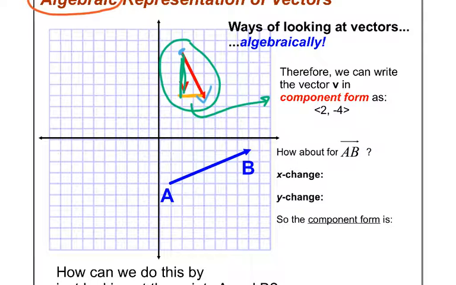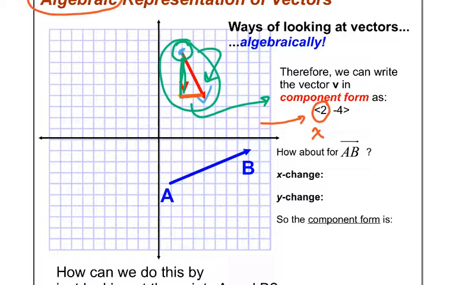So we can break those two components and write it as a component form. It looks like to go from the tail of the vector to the head of the vector, I traveled to the right 2. So that would be a positive 2 here in my component form. That's a left and right movement, so it represents an x horizontal movement here.